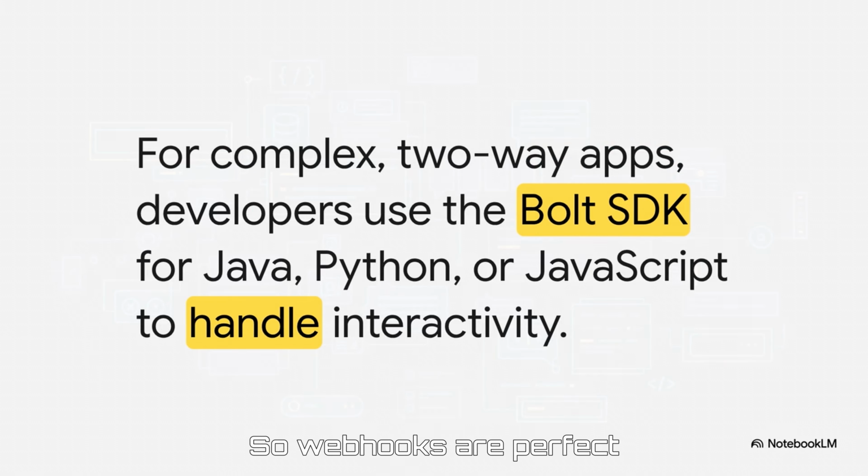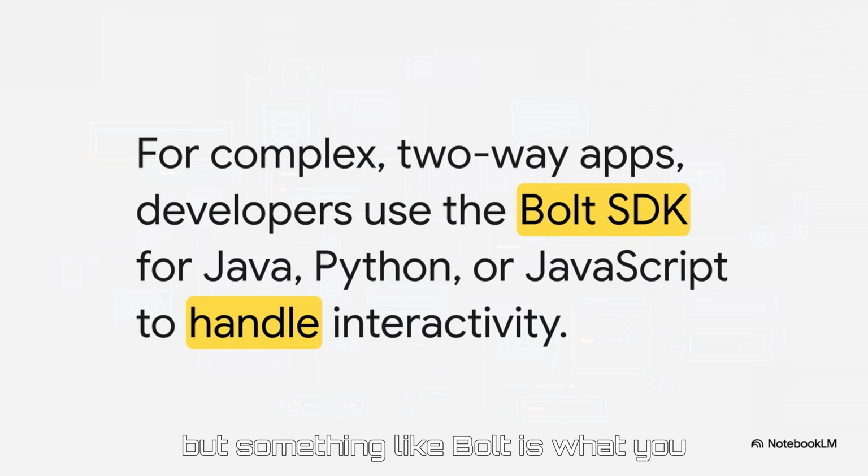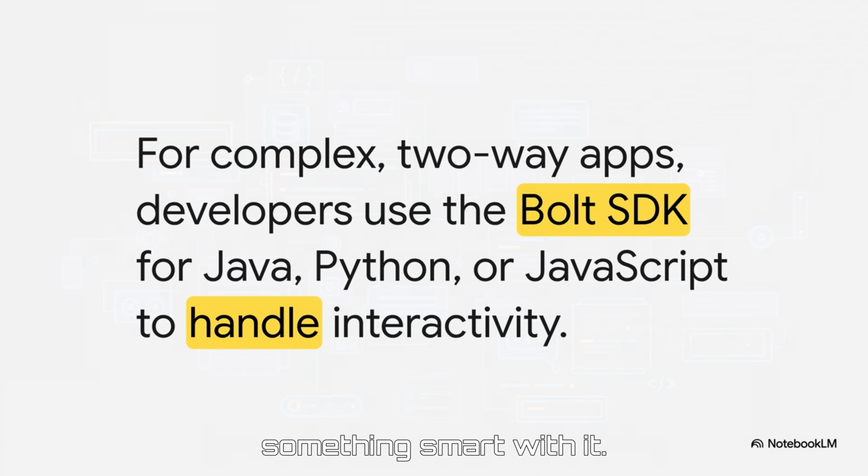So webhooks are perfect for sending messages in. But to build an app that actually listens for those button clicks and then responds to them, you'll want to check out Slack's Bolt framework. That's the key difference. The webhook gets the message there, but something like Bolt is what you need on the other end to catch that interaction and do something smart with it.